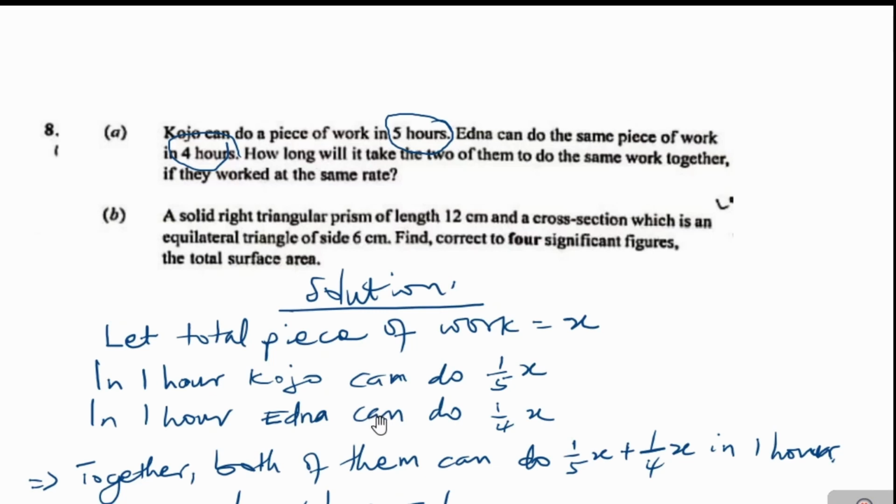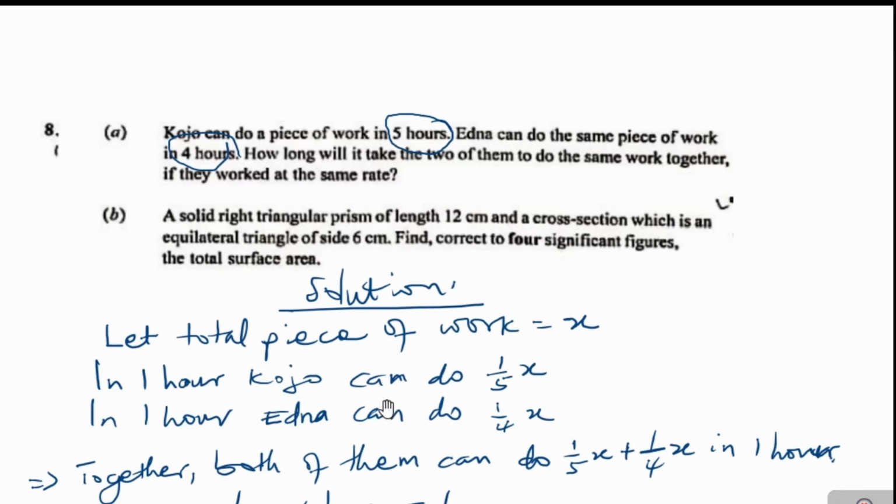Right. Let's go to the second part of the question, which is: a solid right triangular prism of length 12 centimeters and a cross section, which is an equilateral triangle of size 6 centimeters. Find, correct to 4 significant figures, the total surface area.